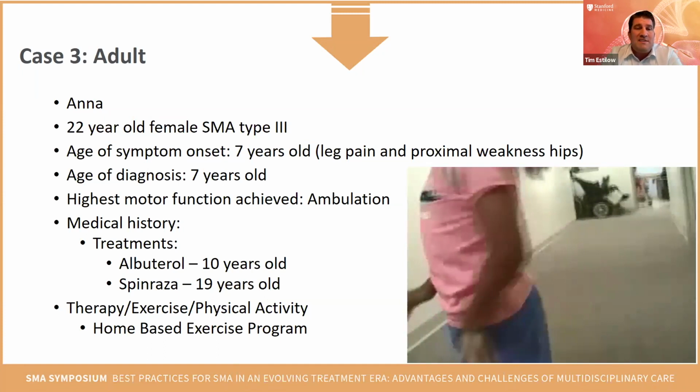So initially, her onset was at 7 years old. She reported leg pain, some weakness in the hips, difficulty getting up the stairs. She was diagnosed shortly after, began albuterol treatment at 10 years old, and then at 19 started Spinraza.